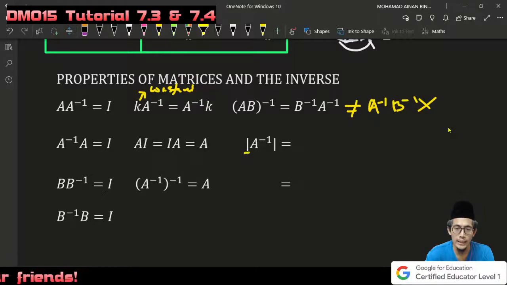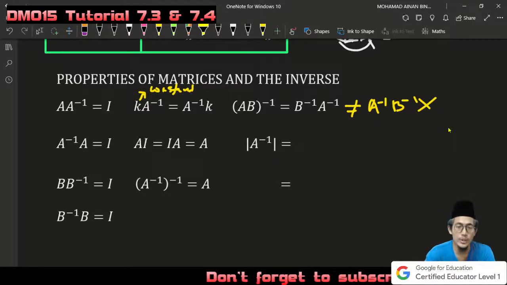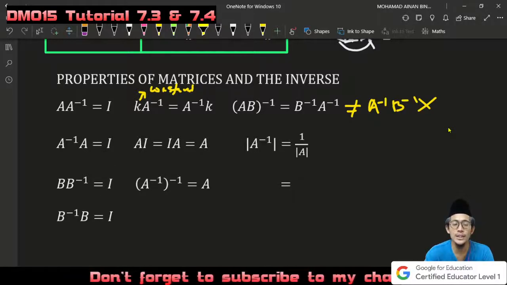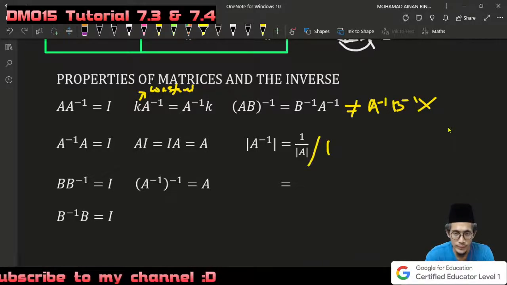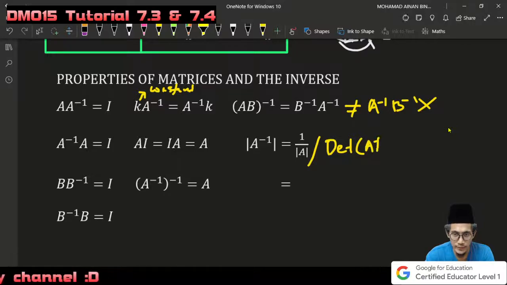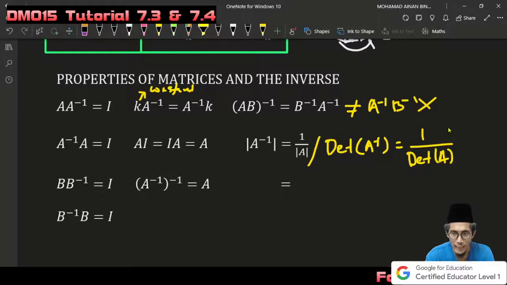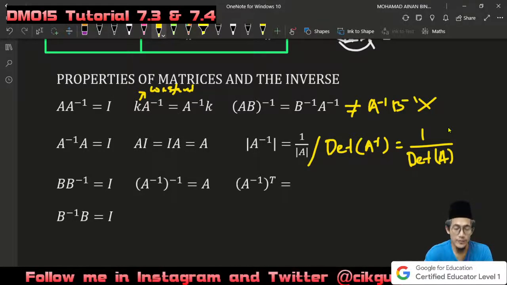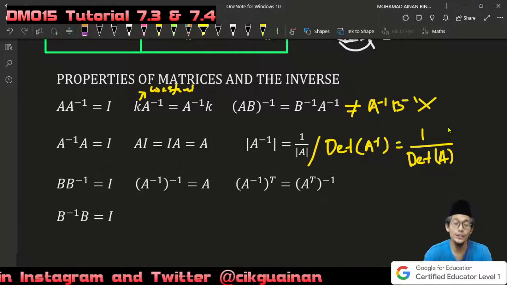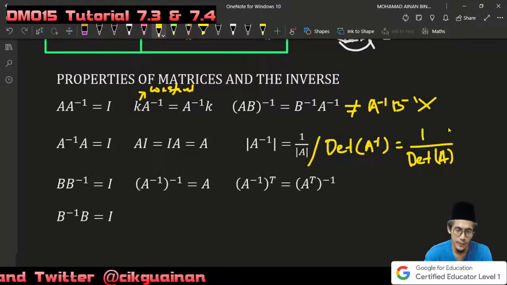Okay, next. Ini adalah simbol namanya modulus. Tapi ini we are talking about determinant of A inverse. Determinant of A inverse is equal to 1 over determinant A. Ataupun yang serupa dia kat sini lah. Saya buat sini. Determinant A inverse, 1 over determinant of A. Pun boleh juga. We can do this. Sama. Okay. And last but not least. The transpose of an inverse equals the inverse of the transpose. Okay.